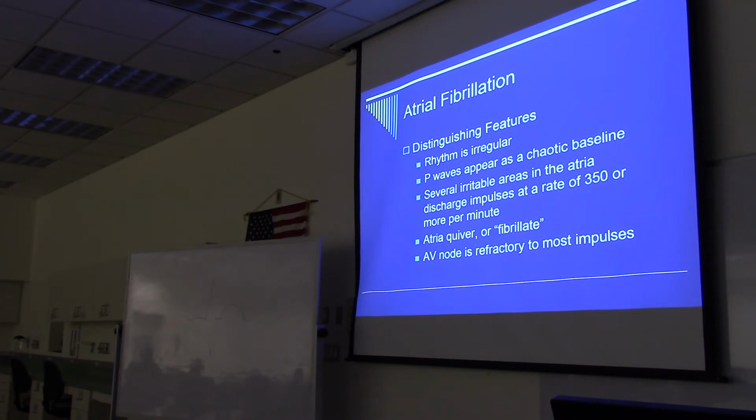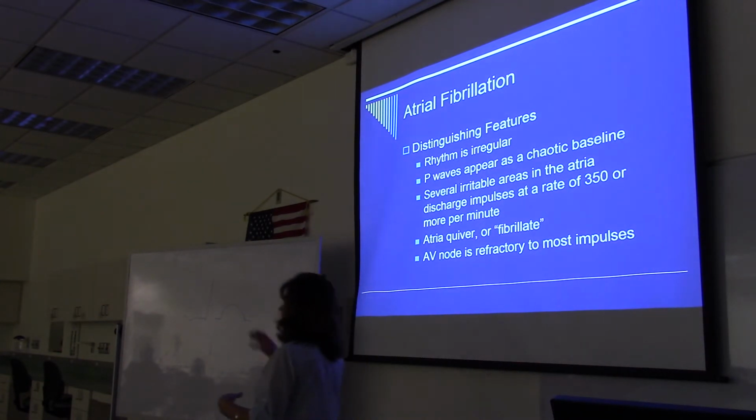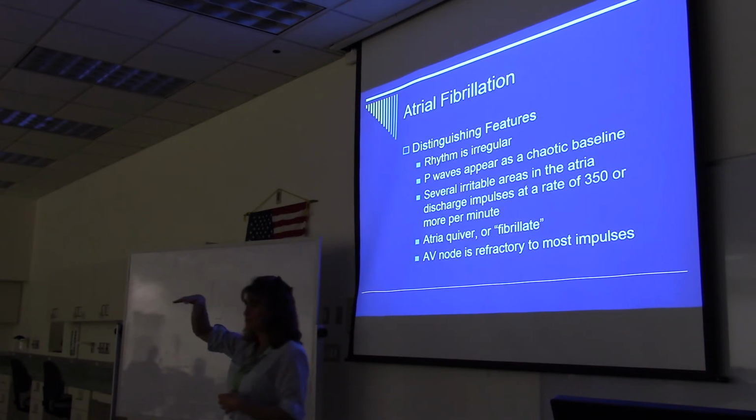And the reason for atrial fibrillation, there are several irritable areas in the atria that are discharging impulses at a really fast rate, about 350 or more per minute. And it causes the atria to quiver or to fibrillate. Do you know what it means to quiver or to fibrillate? It's just kind of wobbling a little bit instead of contracting like it's supposed to. It's just quivering.